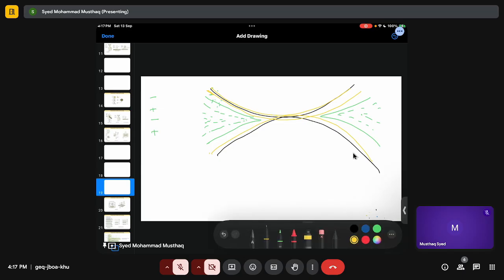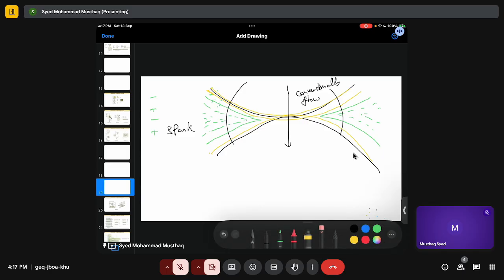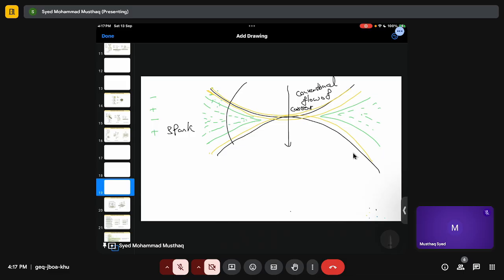what happens? My current will flow through here also. How? In the form of a spark, just like a thunder, right? So I have conventional flow of current, not conventionally, okay? So conventional flow of current. Here it's not conventional flow, it is breakdown voltage.